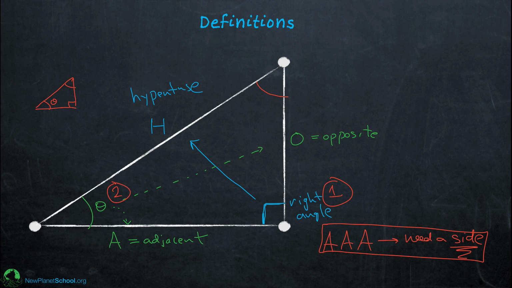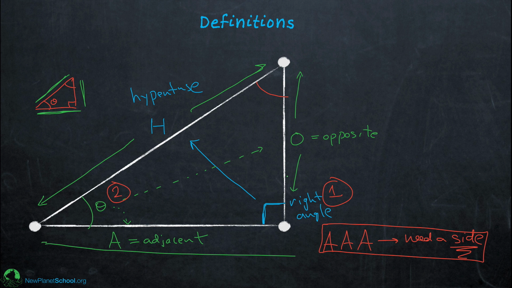Well, here's the key insight that leads to the trigonometric functions: this length along the adjacent side, as it gets longer, say it gets to be this long, will grow in proportion, for example, to the length of the hypotenuse, which is this length. And they'll scale together, as will the opposite length. What that means is that the ratios of these lengths stay the same. So it makes sense to talk about these ratios.